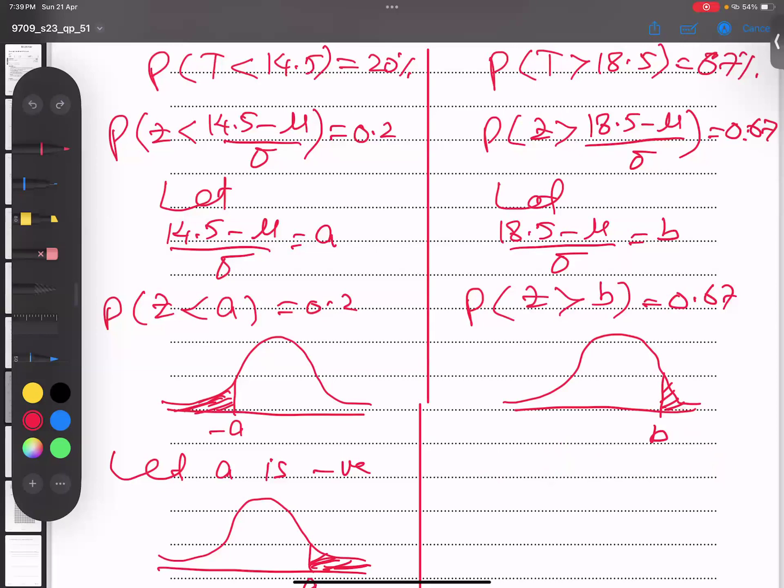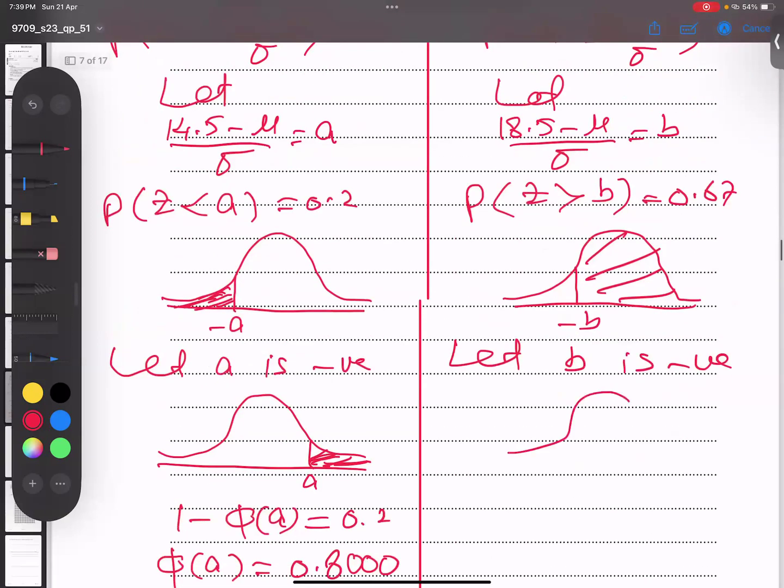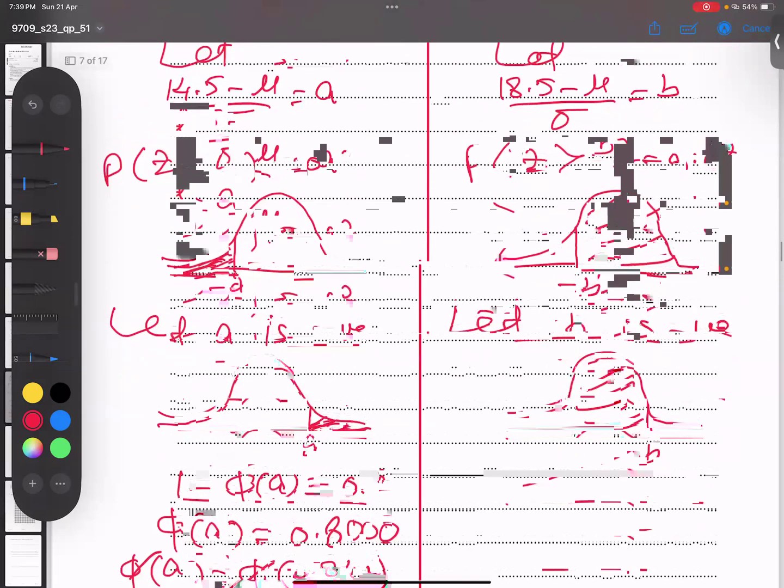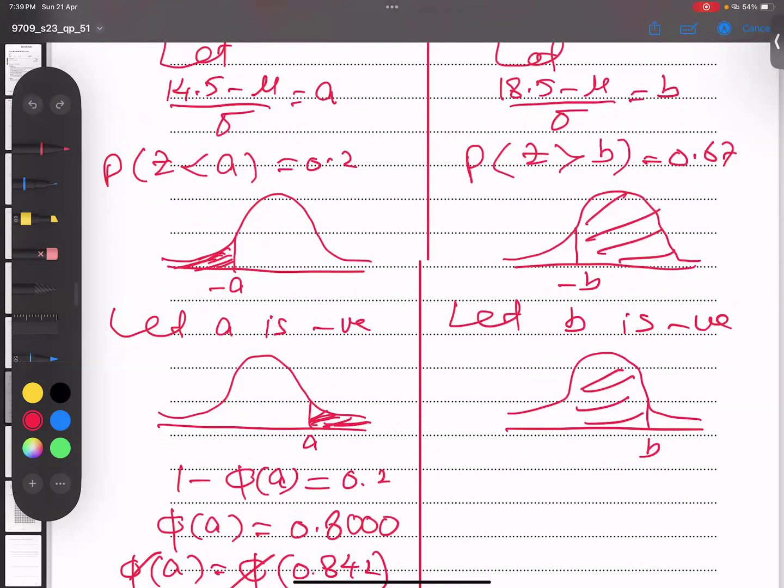I will take B as negative. So I will say let B is negative, and the bigger portion is this. And the same region, if I make it here, so this B, this region, is simply phi of B. I'm writing here phi of B equals 0.67. It comes from there. And I think you understand.